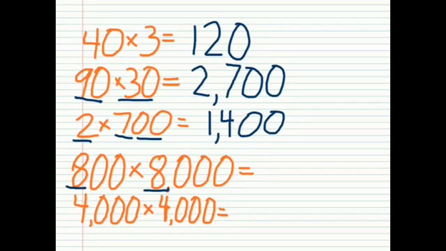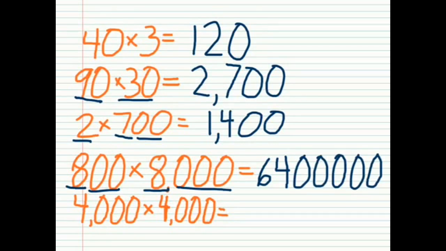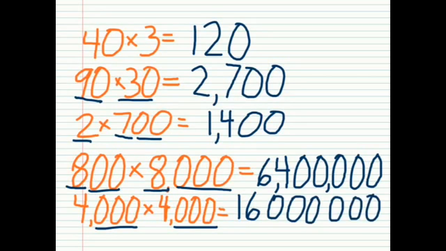800 times 8,000. It's a square product of 64, and then we need to put 5 more zeros on. This is also great practice for adding commas in large numbers. We go from the right side in 3, we'll put a comma there, 3 more and a comma there, which gives us 6,400,000. And finally down here, let's go 4,000 times 4,000, starting with another square product of 16, and now we have a total of 6 zeros to add to that. There they are. We'll add the commas, and the answer there is 16 million.